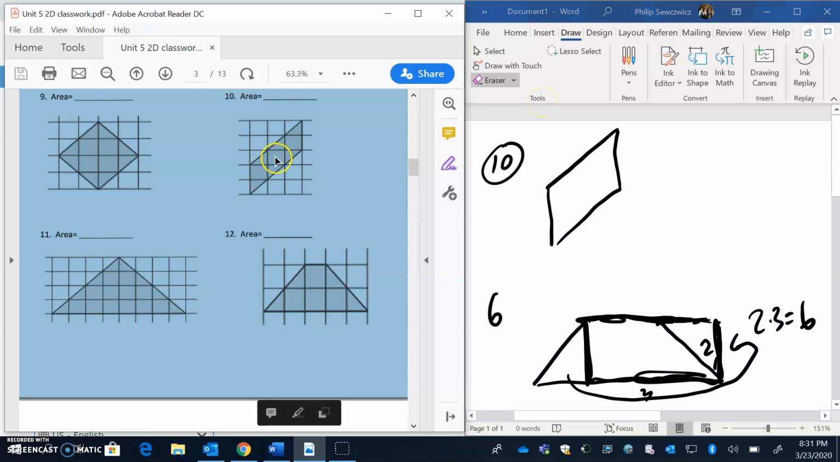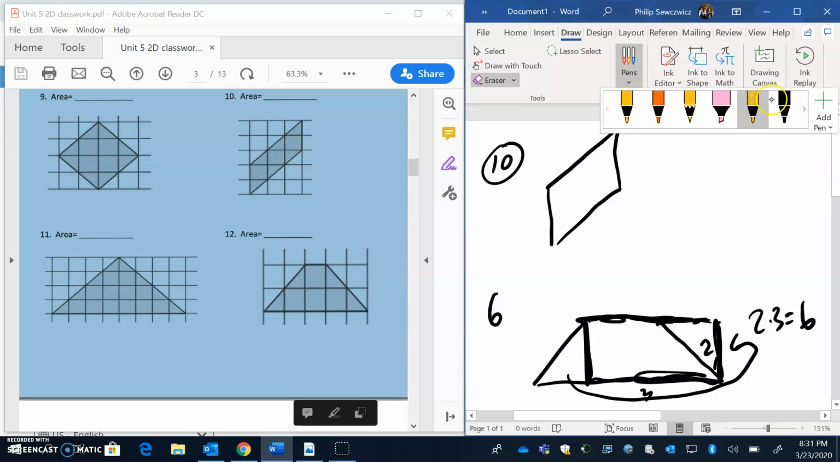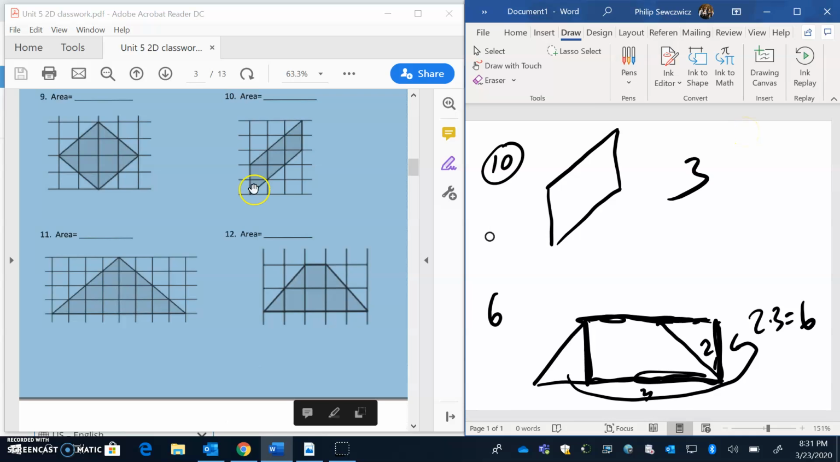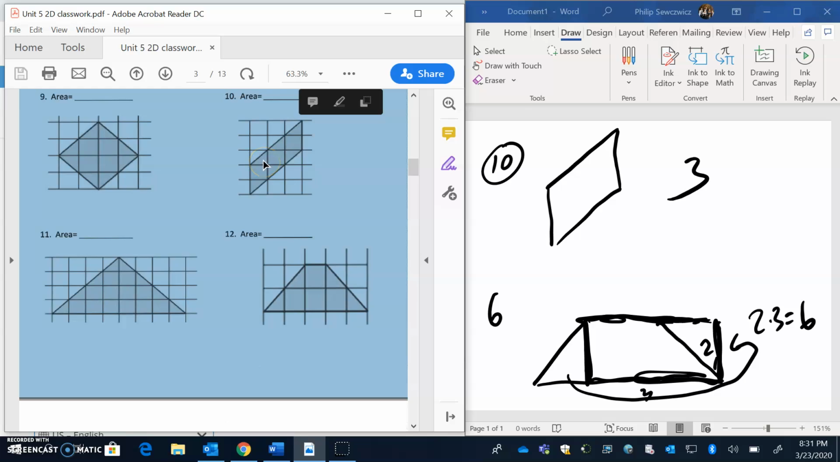So you can see 1, 2, 3 holes. All right. Then when we look at our halves, 1, 2, 3, 4, 5, 6 halves. So if we have 6 halves, that's another 3 in total there. So grand total of 6 there. A half and a half does make a whole. So yeah, area of 6.